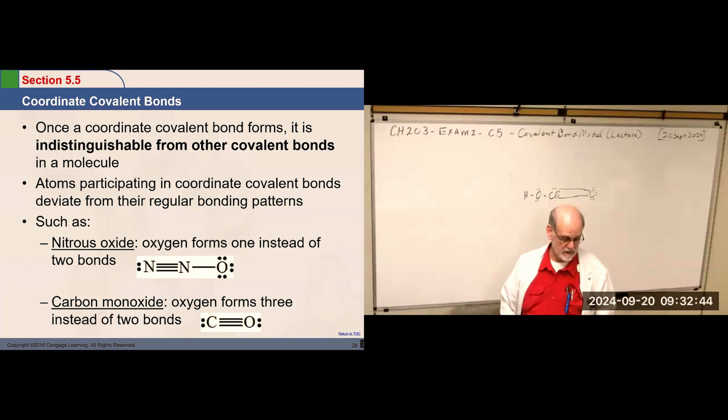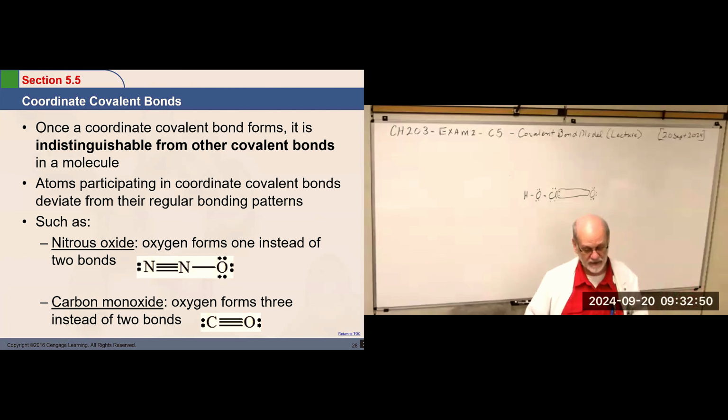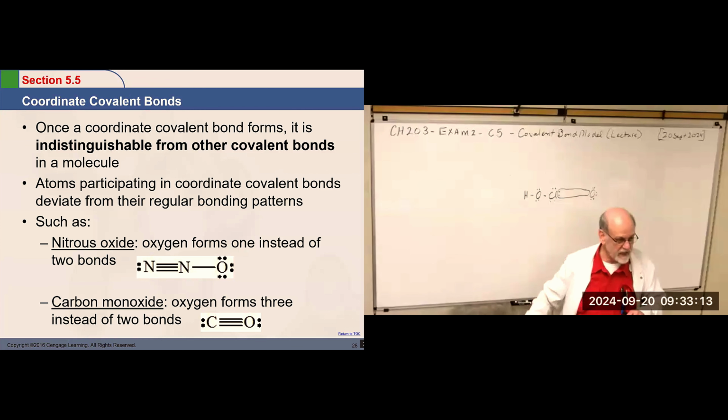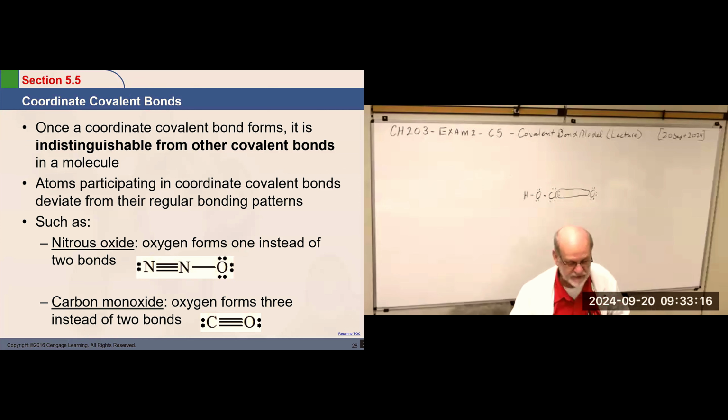Another example. This just makes the point. Once the bond forms, they're indistinguishable from any other covalent bond. The atoms that do this, remember we said oxygen normally forms 2 bonds? Well, in this case, it only formed 1 bond. So that's a deviation from what we would expect. And that's typical for coordinate covalent bonds. That's one of the clues. That in order to get there, it had to deviate from what we expected to do.